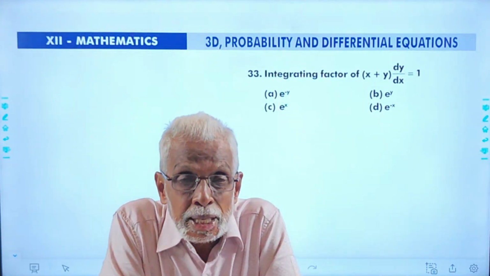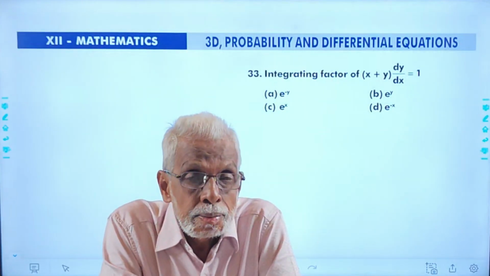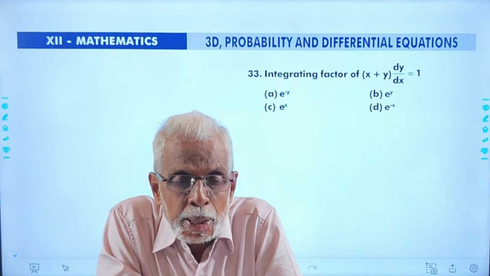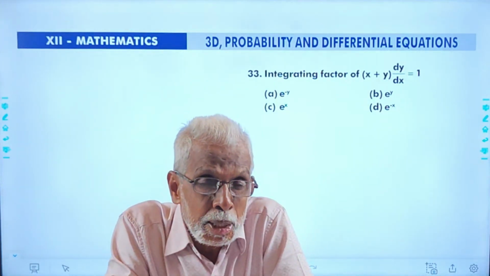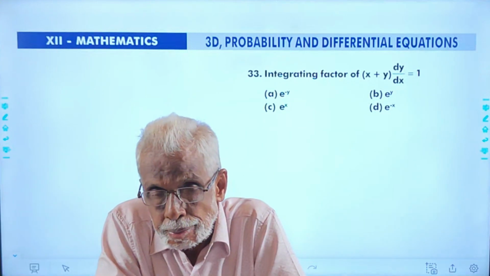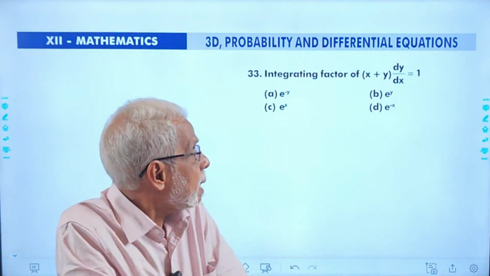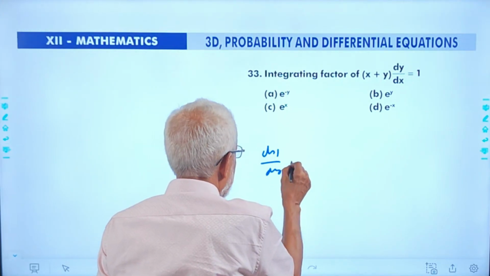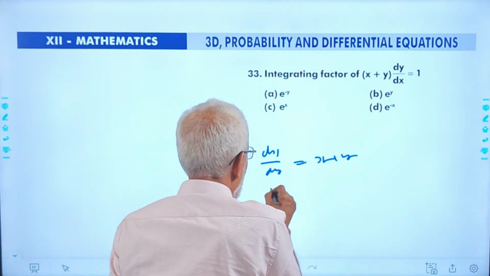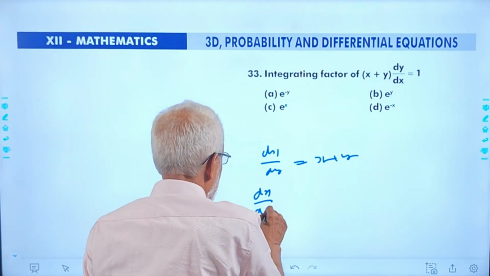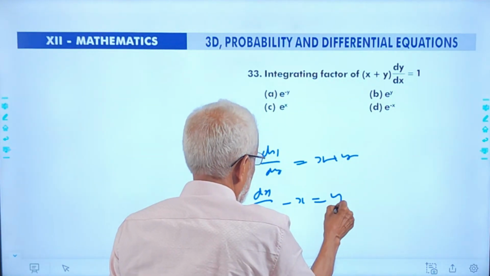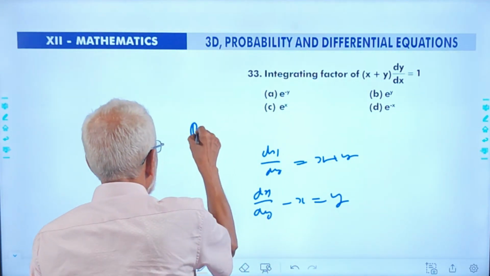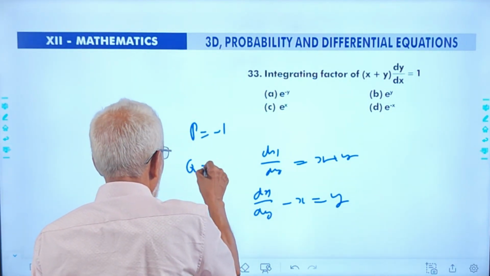There are 2 types of linear differential equations: dy by dx plus py is equal to q, and dx by dy plus px is equal to q. Here, what is dx by dy? dx by dy is equal to x plus y, or dx by dy minus x is equal to y, p is equal to minus 1, q is equal to y.